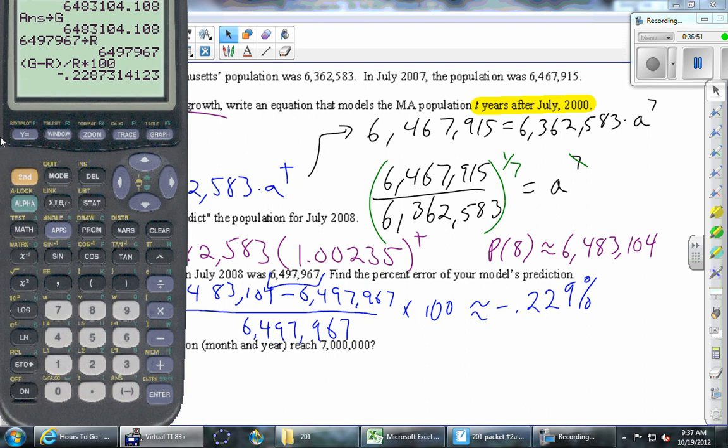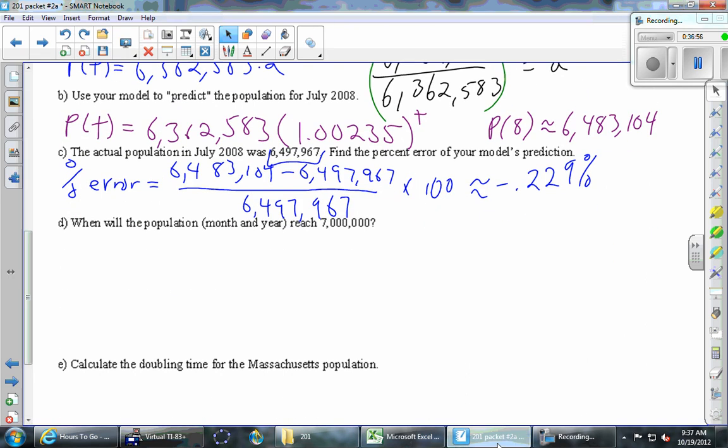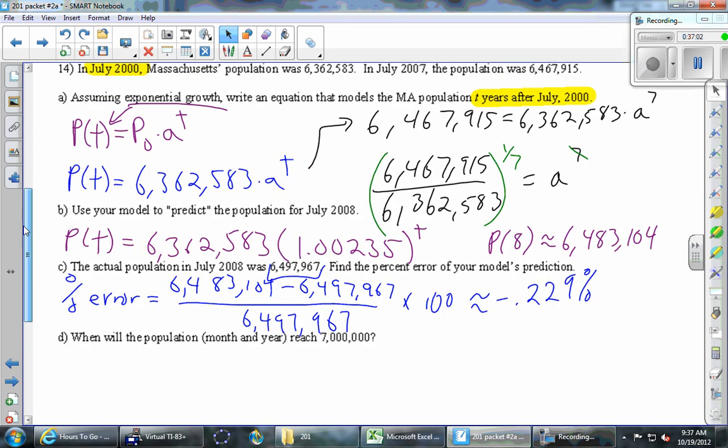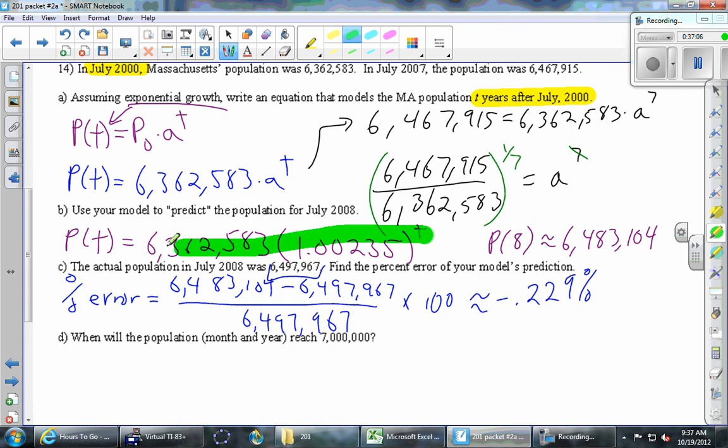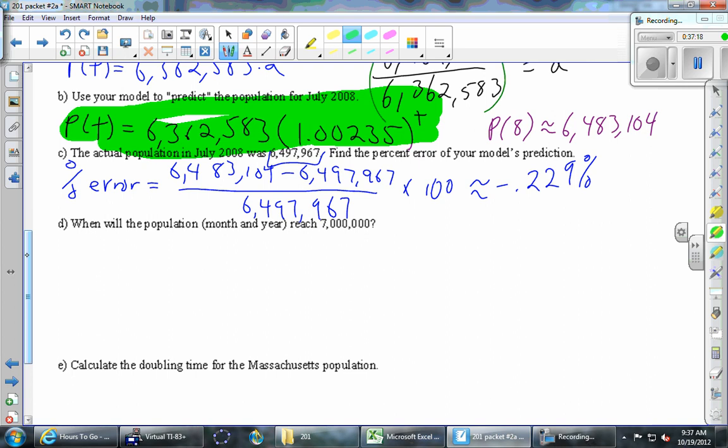All right, and then the last one here says, when will the population reach 7 million? Okay, so what are we doing here for the population to reach 7 million? So here, I'll highlight in green, this is my formula for everything. What do I do with this if I want to know when the population is 7 million? Make it equal 7 million. That's right. So this one right here, 7 million, is supposed to equal that whole thing.